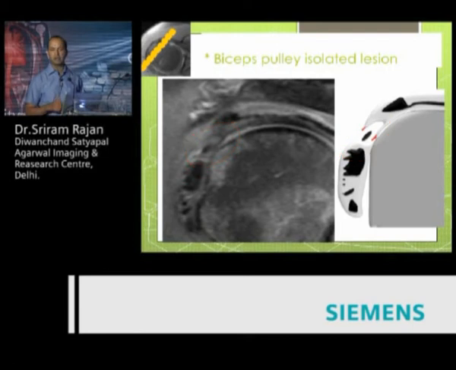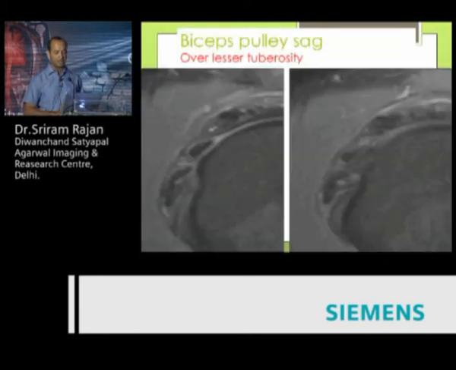The most common lesion is actually a biceps pulley sag. Normally the biceps tendon lies above the level of the lesser tuberosity, which is this flattened area over here. If you see sag of the pulley and the tendon coming over the lesser tuberosity, this is also pathological. This usually occurs in the setting of subscapularis or anterior third supraspinatus tears.